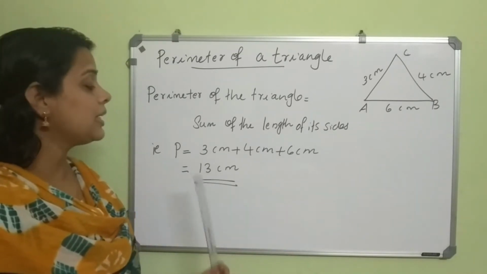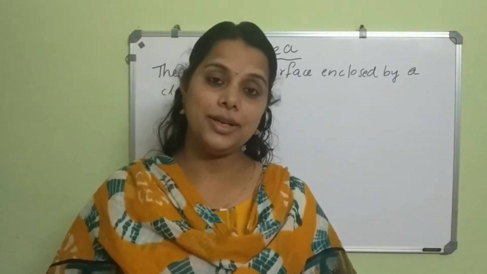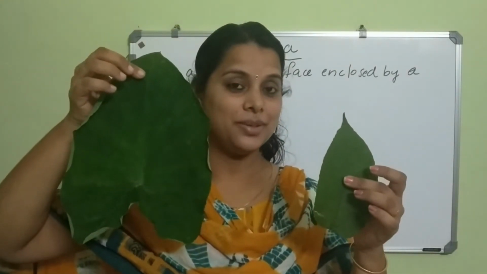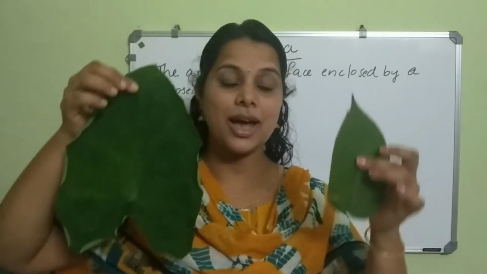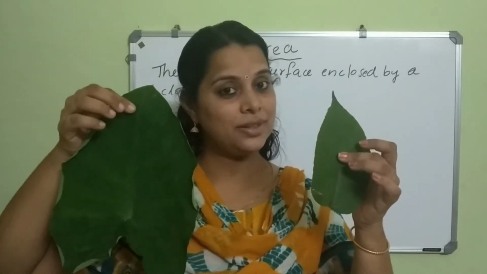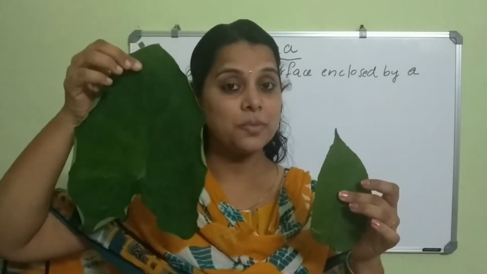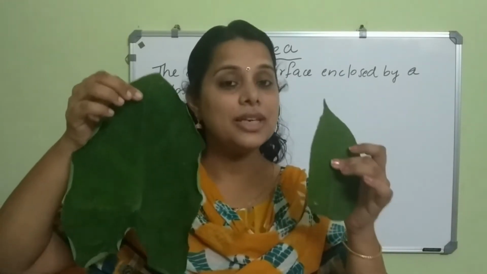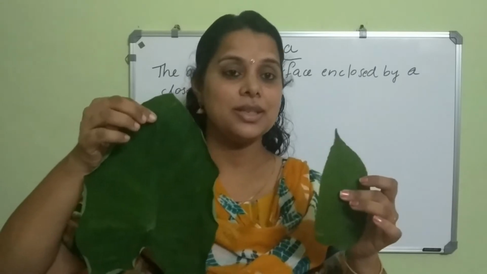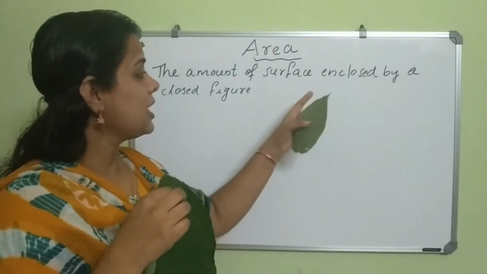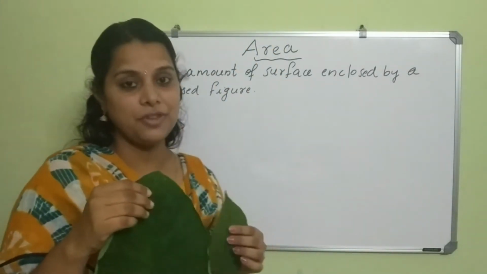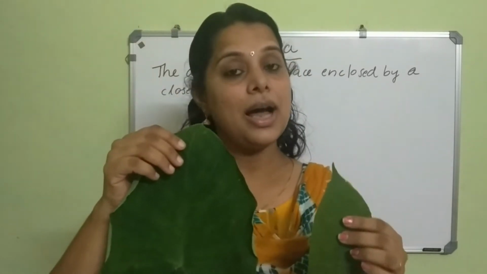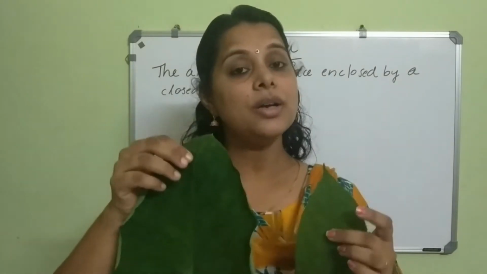That is 13 cm. Children, look at these 2 leaves. In this, which is bigger? This leaf is bigger than this leaf. Why? This leaf is taking more space than this small one. Yes? That is area. Area means the amount of surface enclosed by a closed figure. The shape of this closed figure is either irregular or regular.